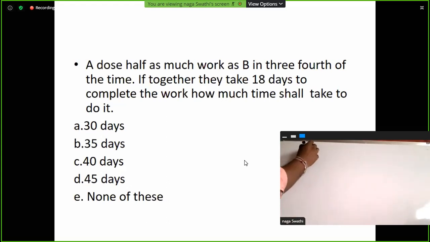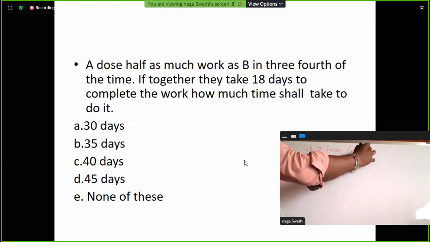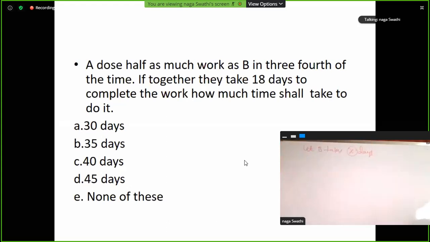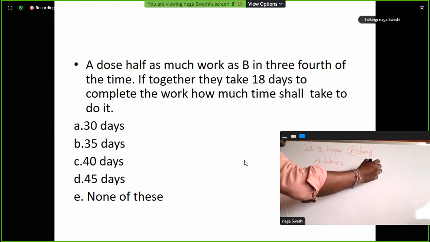Next question. Let B take x days to do the work. Next, A takes... so actually B takes x days.